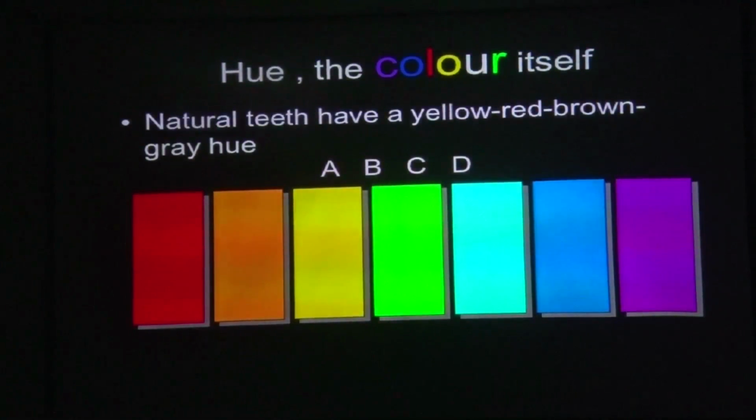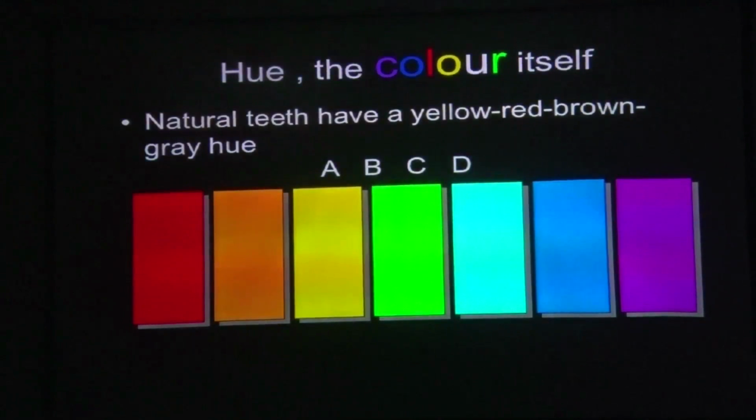Now hue is nothing but the primary color of the tooth. So now I need to know what is the hue of my patient, whether it is A, B, C or D. It's very simple. You have four hues in dentistry. Now for you to know what is A, what is B, what is C, what is D, I am going to tell you. But you also need to know which part of the tooth I look at to get my hue. Now it's very simple.